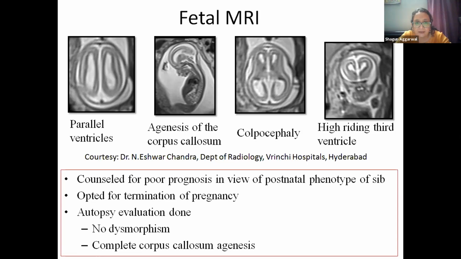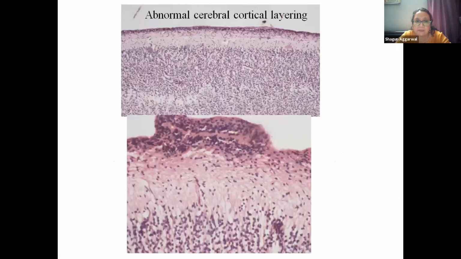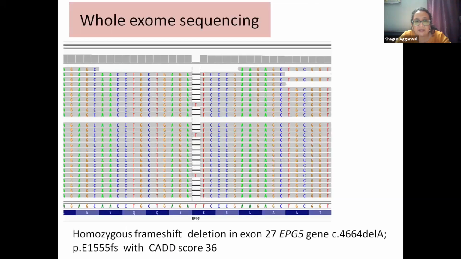On autopsy, on gross examination, there was nothing else except for corpus callosum agenesis, but on histopathology, abnormal cortical layering was appreciated. So here, we did a whole exome on the stored amniocyte DNA. Again, it is always important to store the DNA whenever you have done sampling, because you can always go back and use that DNA for testing.